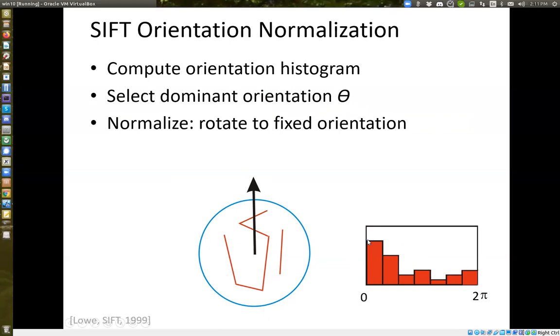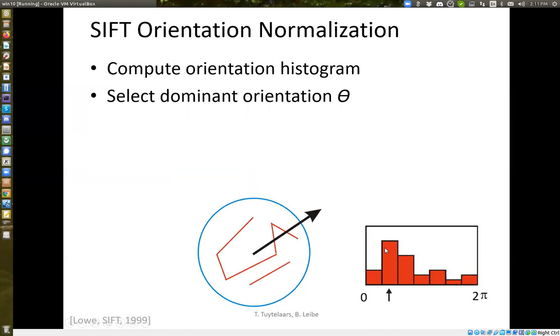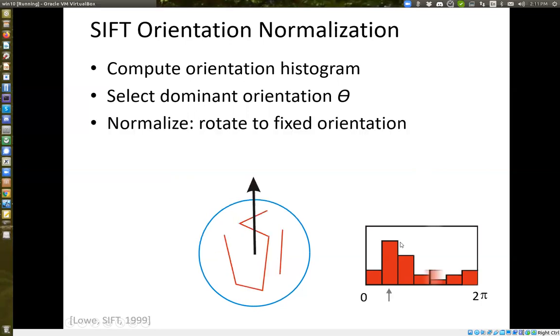For example, we can always make sure that the largest value in the histogram is the first bin. So basically, if this one is the maximum, we just shift it so that this one is the first bin. In this way, you also get rotational invariance as well.